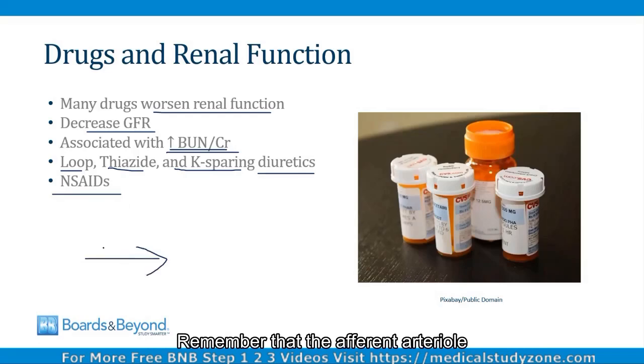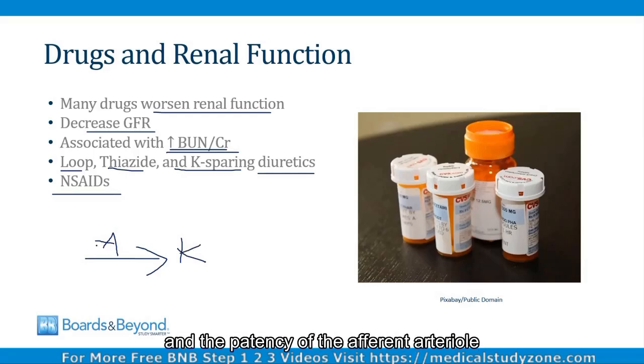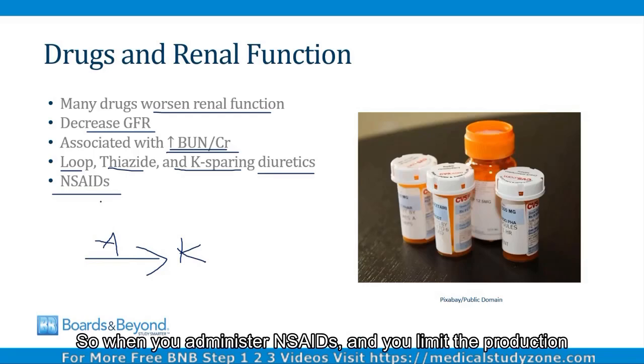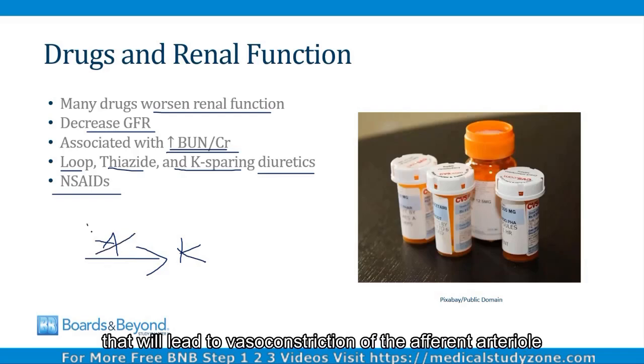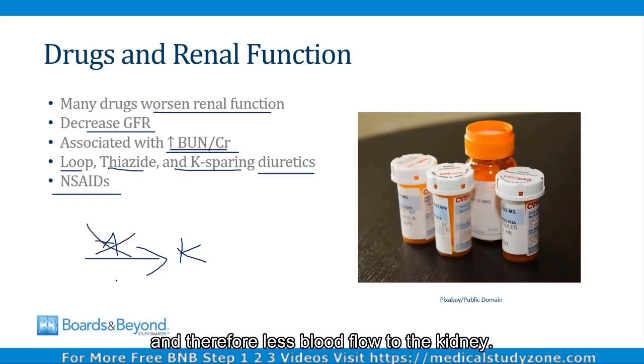Remember that the afferent arteriole brings blood into the kidneys, and the patency of the afferent arteriole is maintained by prostaglandins. So when you administer NSAIDs and you limit the production of prostaglandins in the afferent arteriole, that will lead to vasoconstriction of the afferent arteriole and therefore less blood flow to the kidney. So for this reason, patients with CKD are usually advised to avoid NSAIDs.